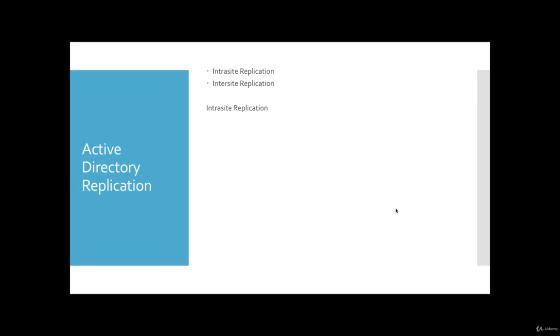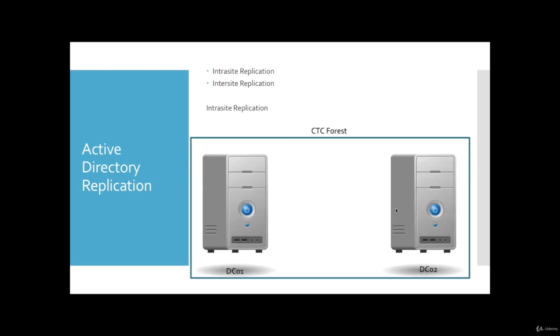Intra-site replication. Intra-site replication happens when you have two or more domain controllers at a single physical location, well connected to each other through a local area network. For intra-site replication, there is no need for configuration, as Active Directory replication is configured automatically once all domain controllers are well connected to each other. Intra-site replication starts among domain controllers in less than 1 minute when a change occurs in Active Directory.